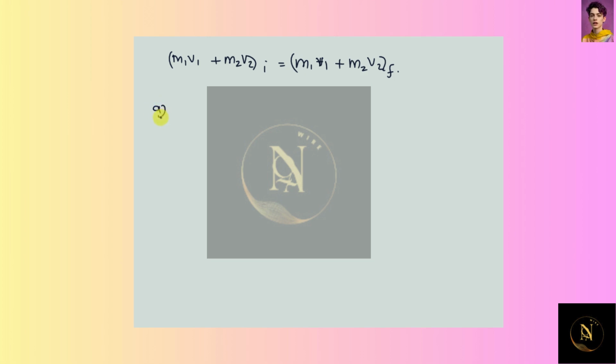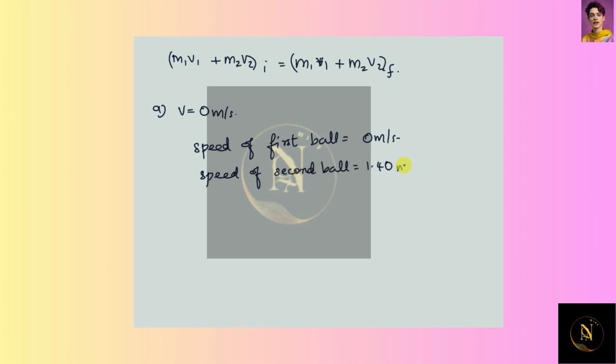That is, for part A of the question, the first ball hits a ball which is sitting at v equal to 0 meters per second. After the hit, the second ball should be moving. Speed was transferred to the second ball. So, we can conclude that the speed of the first ball is equal to 0 meters per second and the speed of the second ball is equal to 1.40 meters per second.